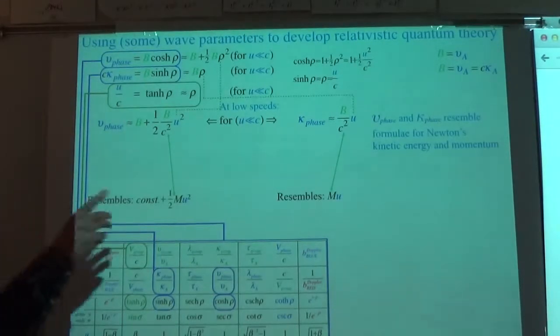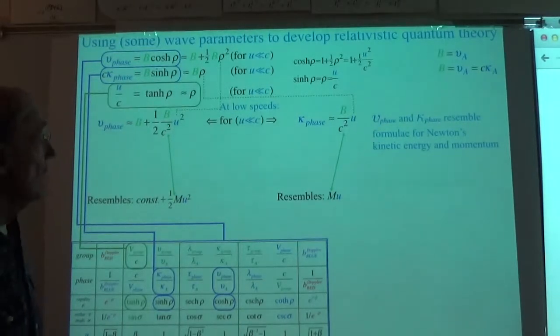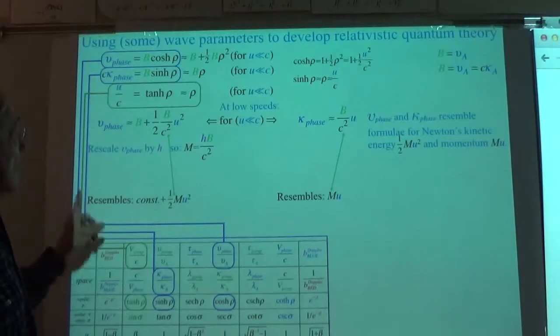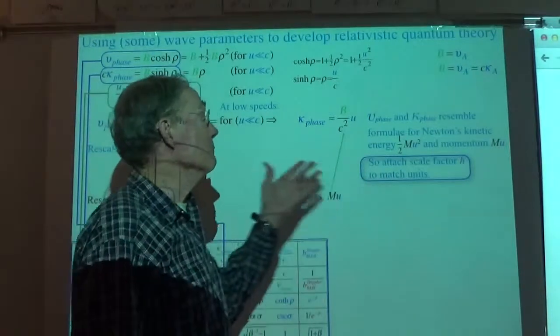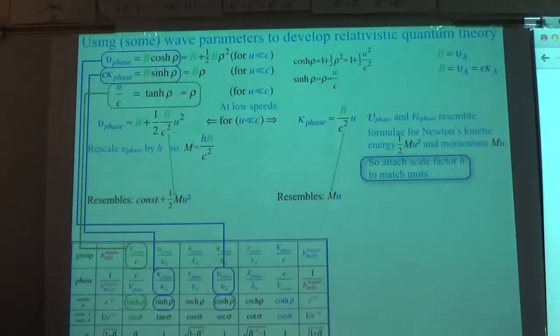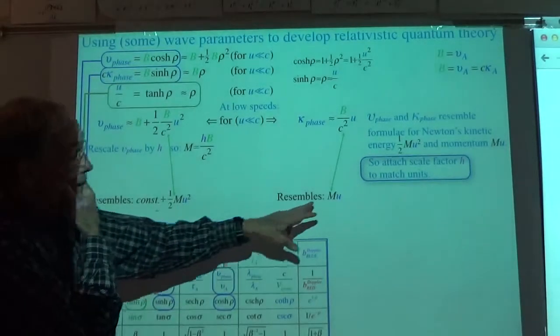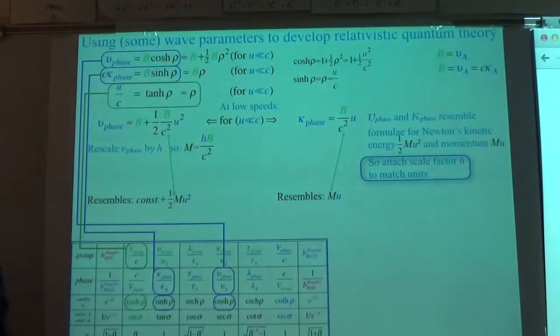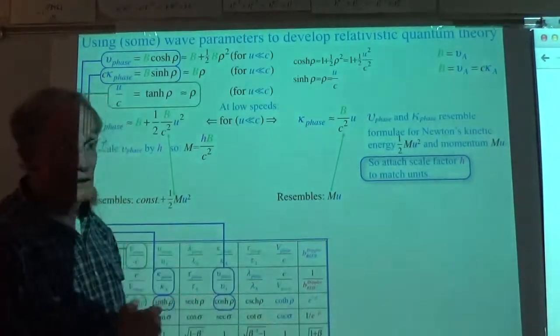Now, as I say, they resemble Newton's formulas if we just adjust something, if we multiply them by something. One of the things we have to do is scale it. We're going to rescale this. I'm attaching a scale factor to match the units so that I really am getting what Newton called energy, 1/2 mu squared, plus a constant, and then what Galileo would have called momentum. So here's how we make the connection between these quantities. The energy is connecting up with new phase. The momentum is connecting up with kappa phase. See where we're going?